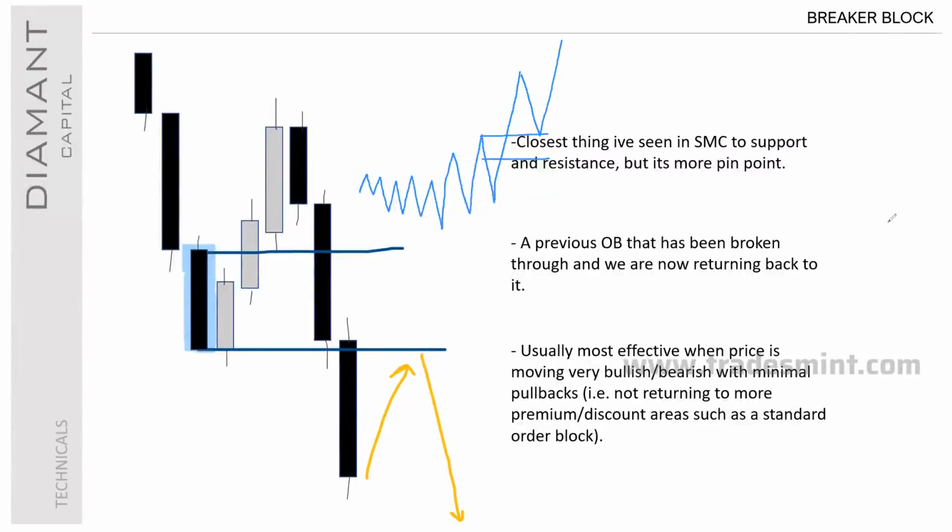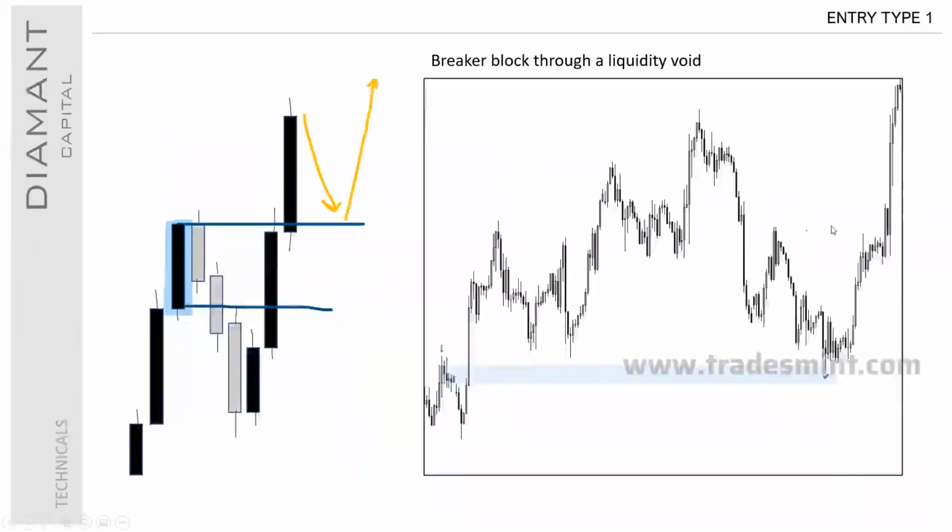Now, moving on to entry type 1. First one is a breaker block through a liquidity void. So what do I mean by that? We're going to get into more on liquidity voids, but to explain it simply, it's a place where there's unbalanced movement. So you see here how we're going up and we're going down. We're going up, going down, going up, going down.